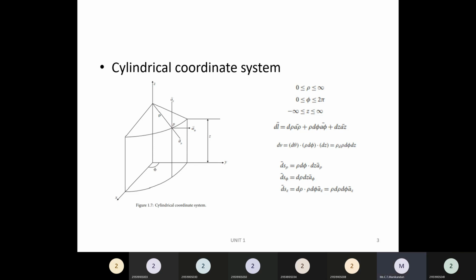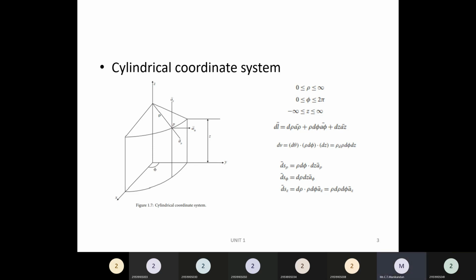Since we are dealing with an angle here, we have to see this clearly. dl is equal to d rho a rho plus rho d phi a phi plus dz az.